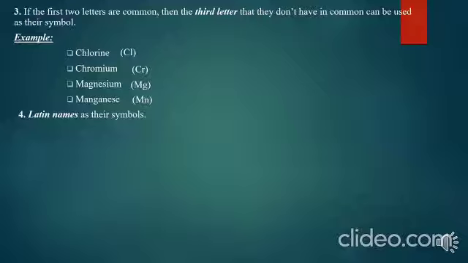He also named certain elements with their Latin names. For example, sodium was named after the Latin name natrium as Na, potassium after the Latin name kalium as K, and gold after the Latin name aurum as Au.